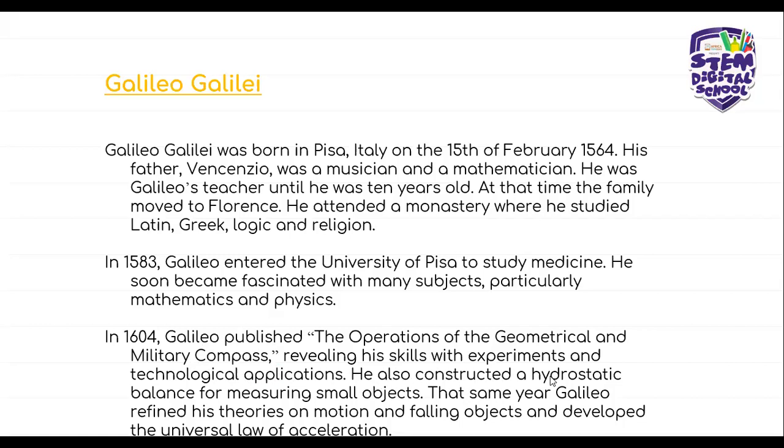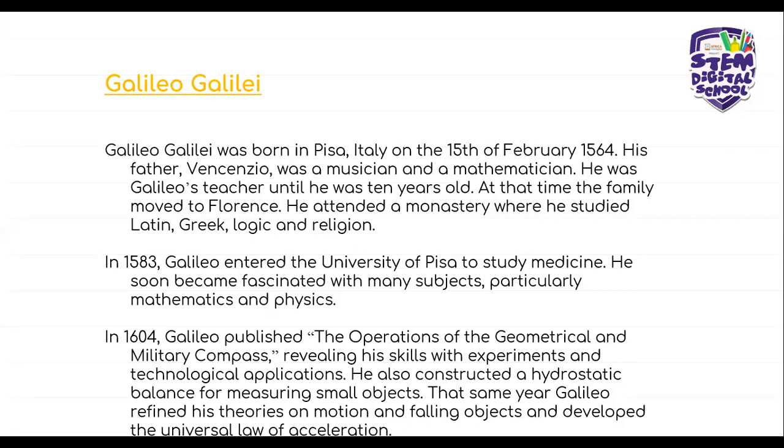Now, he also constructed a hydrostatic balance for measuring small objects. Okay, so he measured small objects with a hydrostatic balance. So hydro has something to do with water, and static would be something to do with, like, static electricity. Now, that same year, Galileo refined his theories of motion and falling objects and developed the universal law of acceleration. So you could see now your interpretation.